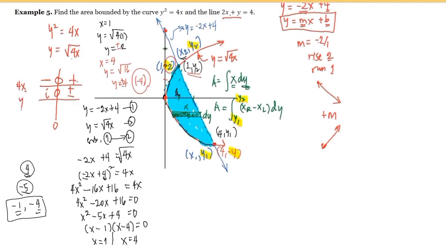Kung titingin tayo sa handout, wala tayong makukuhang ganung idea, no? Basta lang, naging ganun na lang siya. Kasi hindi naman nagsasalita yung handouts natin.